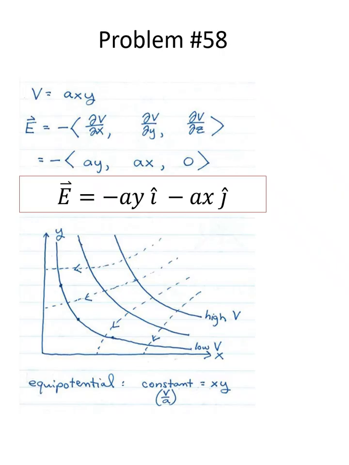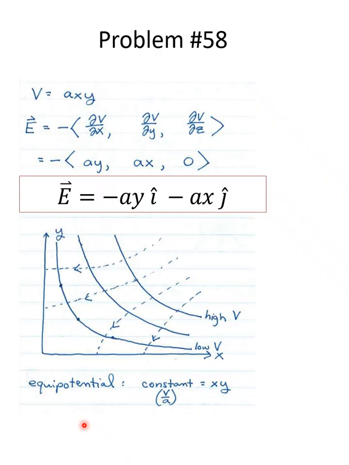Problem number 58. The potential in a region is V equals AXY, where A is a constant. Determine the electric field in the region and sketch some equipotentials and field lines. All right, so V equals AXY. Now, if you think about what that's going to look like, I've gone down here and drawn that V equals AXY. That is an inverse relationship between them.